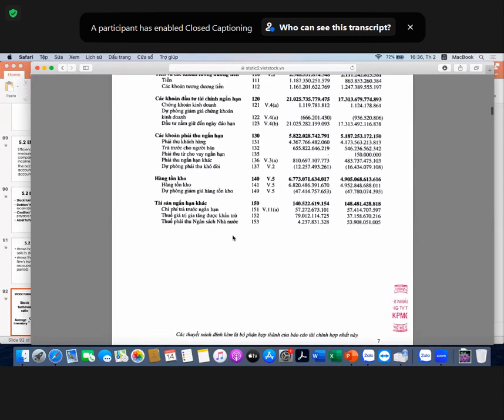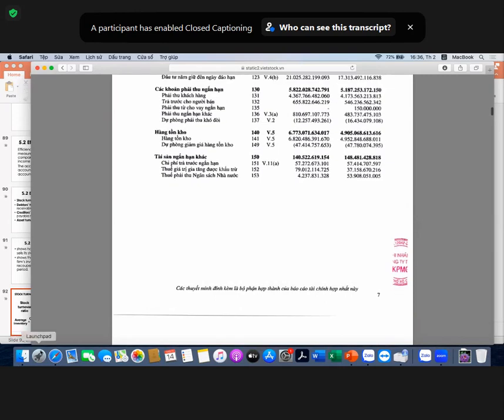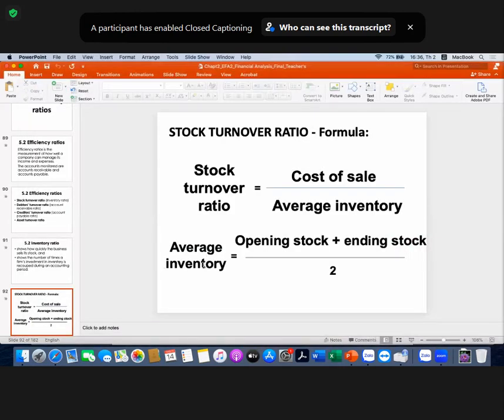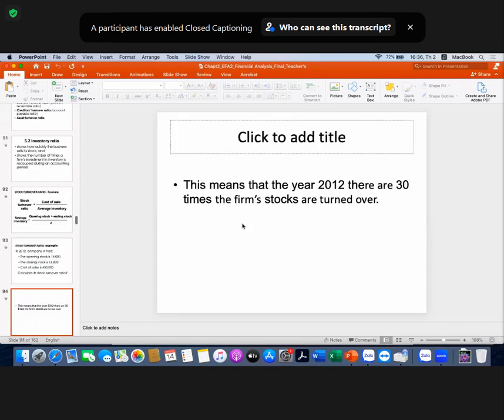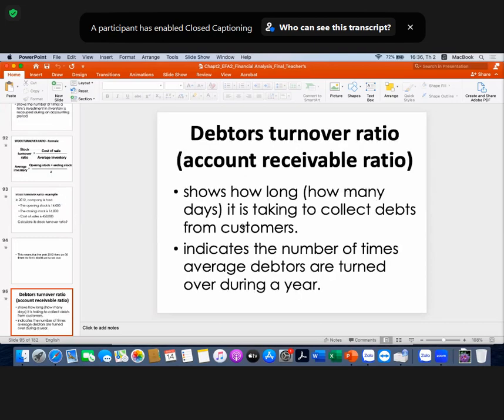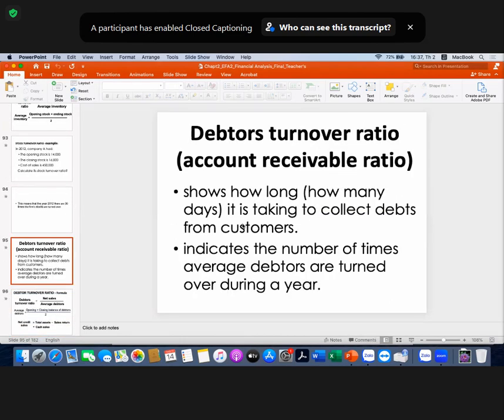Now come to the next ratio of efficiency. It is the debt turnover ratio or account receivable ratio. This ratio shows how long, or how many days, it is taking to collect debts from customers. And it also indicates the number of times average debtors are turned over during the year.